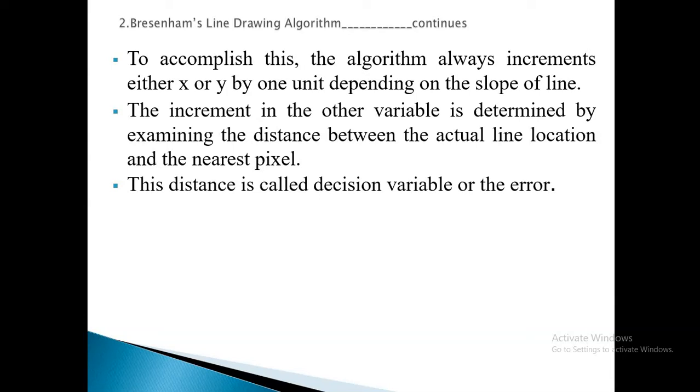So in Bresenham's line drawing algorithm, we have to find the nearest pixel to our actual pixel. To find the nearest pixel, we use the decision variable or decision parameter. With the help of the decision variable or decision parameter, we find the nearest pixel from our actual line location.